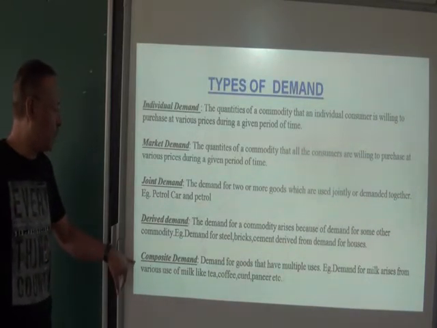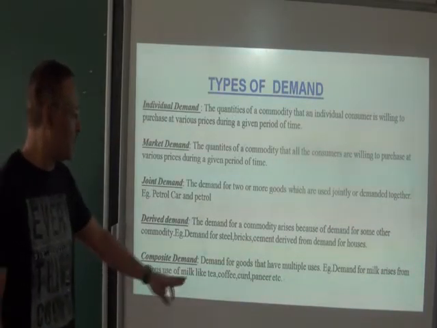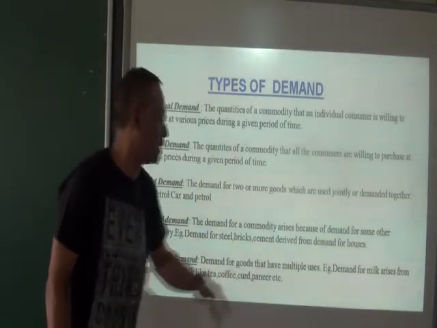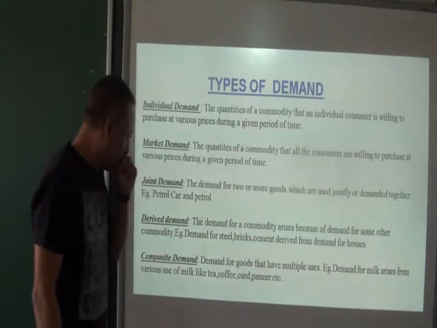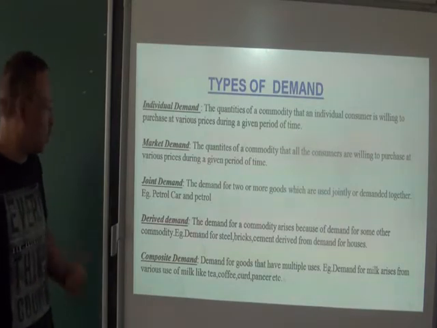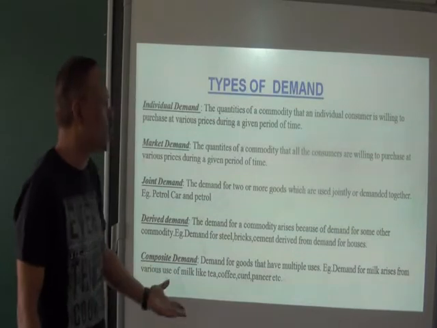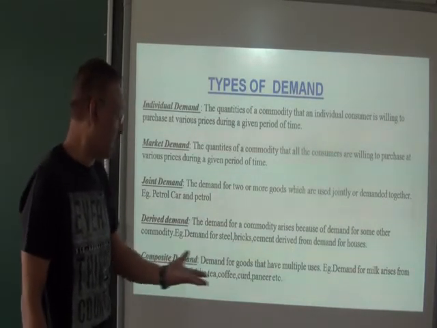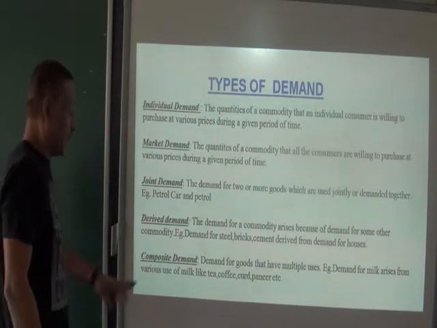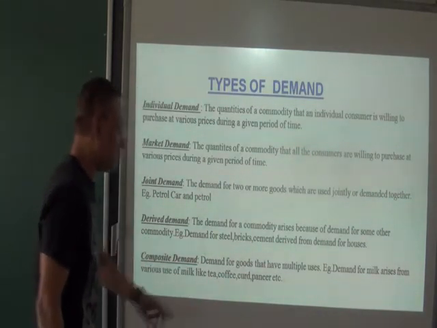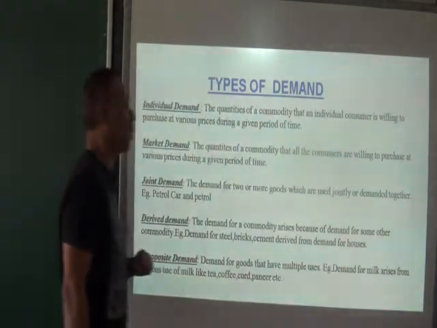The next thing is composite demand. Composite demand actually comes in several uses. Demand for goods that have multiple uses. Goods have many uses. I have taken an example of milk. Milk has many uses. What do you do? You make tea, you make coffee, you make curd, you make paneer. There are so many things that from milk you can make. So if the demand for coffee increases, demand for curd increases, automatically what will happen? Demand for milk will also increase.